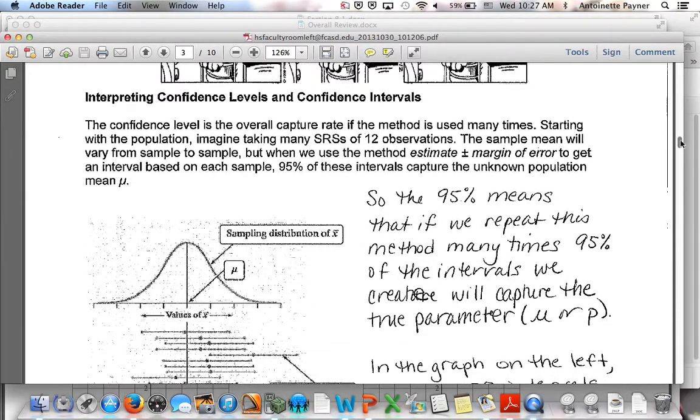Another key part to all this is interpreting confidence levels and confidence intervals. The confidence level is the overall capture rate if the method is used many times. Starting with the population, imagine that we take many simple random samples of 12 observations. The sample mean will vary from sample to sample. We've seen this before when we did our pennies, our BCs, PCs, etc. But when we use the method, the estimate plus or minus the margin of error, to get an interval based on each sample, 95% of these intervals capture the unknown population mean.